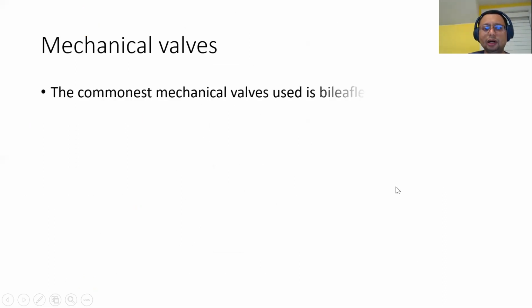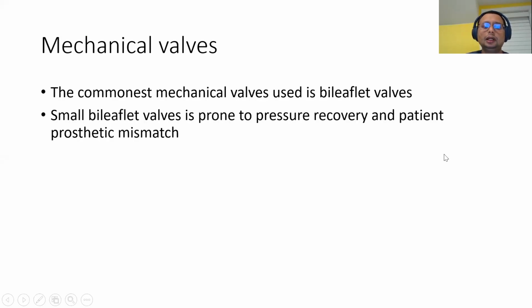So let's talk about mechanical valve, okay? The commonest mechanical valve that is used is a bileaflet valve, about 99% of the time. The problem with a small bileaflet valve, and when I say small, the sizes of valve begin with 19 millimeter. So 19, 21, 23, 25, 27. So 19 and 21 millimeter valves for bileaflet valve are prone to pressure recovery and patient prosthetic mismatch. What is pressure recovery? I will talk about it in a few slides. Patient prosthetic mismatch is a valve that is too small for the patient.